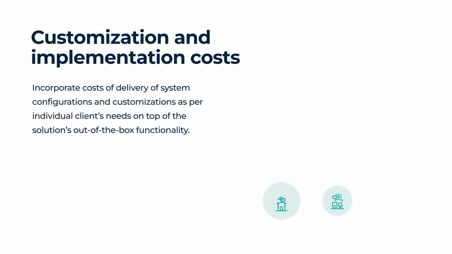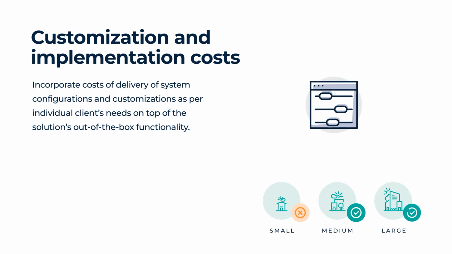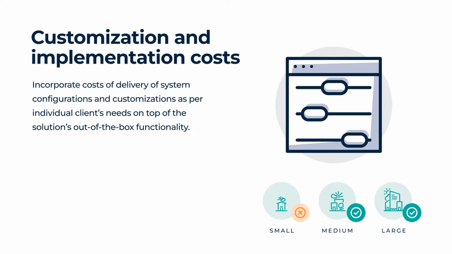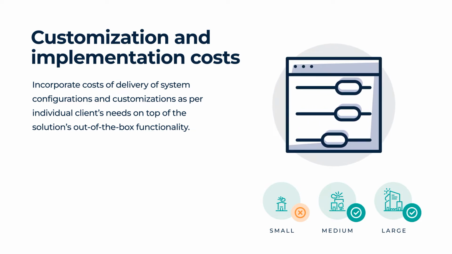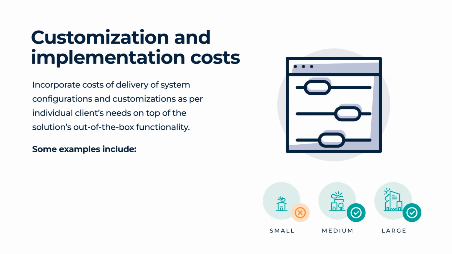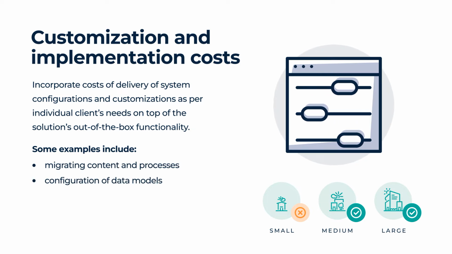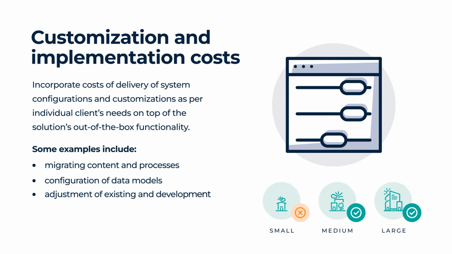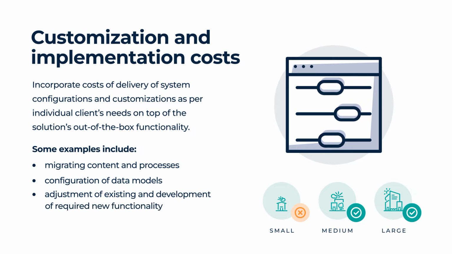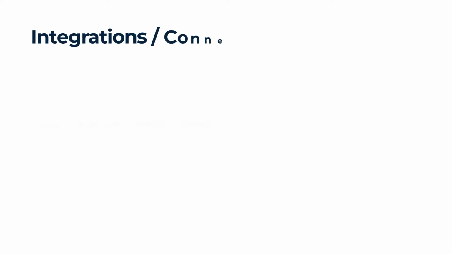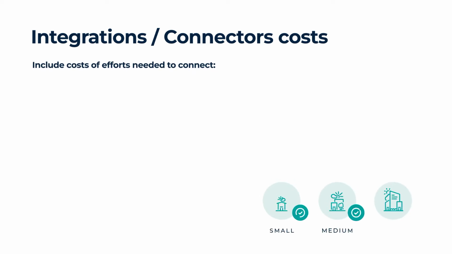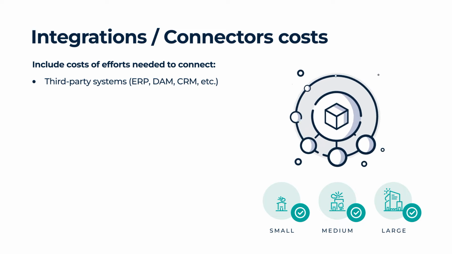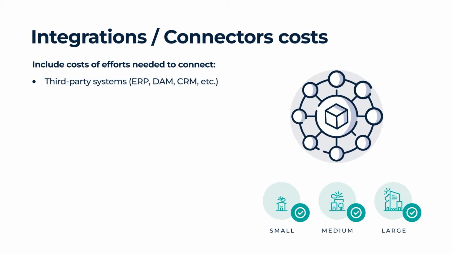Customization and implementation costs incorporate costs of delivery of system configurations and customizations as per individual client's needs on top of the solution's out-of-the-box functionality. Some examples include migrating content and processes, configuration of data models, adjustment of existing and development of required new functionality, and mappings. Connectors costs. These include costs of efforts needed to connect third-party systems, ERP, DAM, CRM, etc.